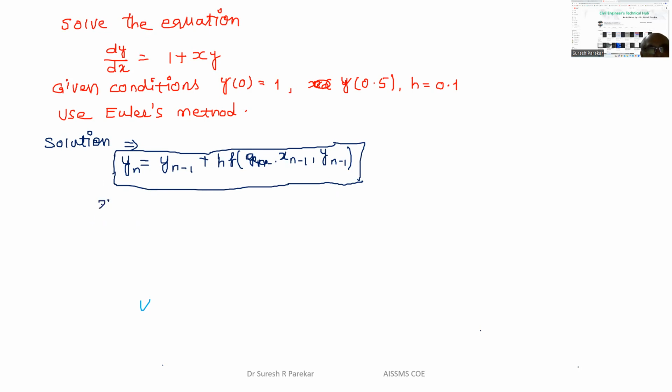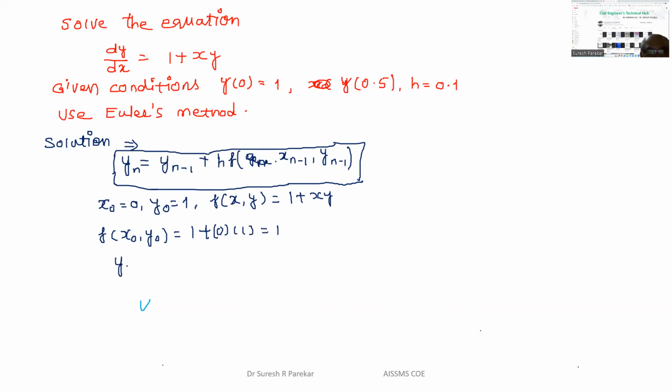We have given x naught equal to 0 and y naught equal to 1. So you can see from here y of 0 means y0 is 1, that means x is 0. So we have x naught equal to 0, y naught equal to 1, and we have the equation f of x y equal to 1 plus xy. Now we have to first find the value of f of x naught y naught, which is equal to 1 plus x naught y naught. The value of x naught is 0 and the value of y naught is 1, and from this we will get the value 1.